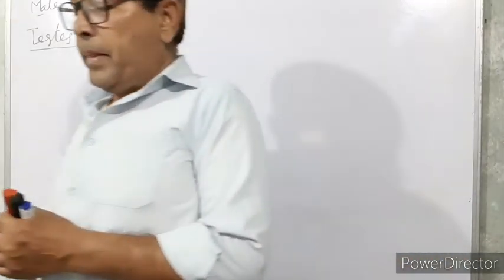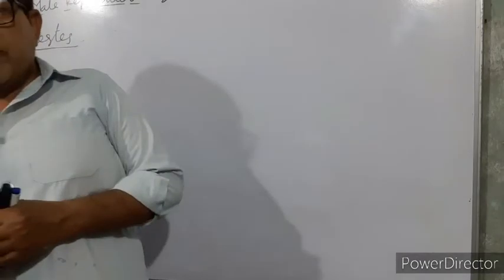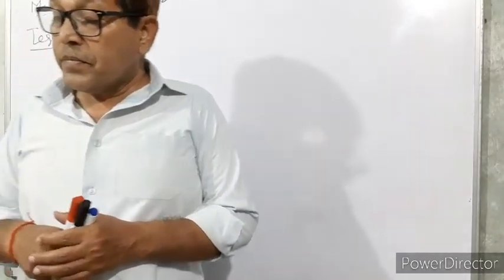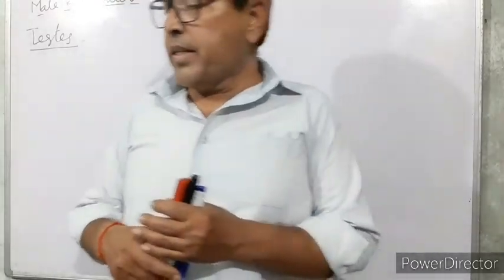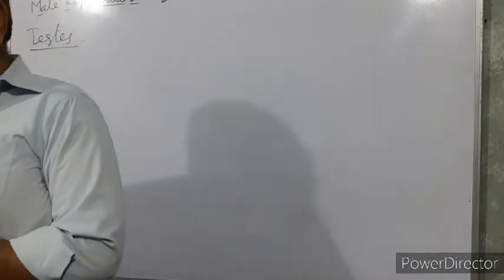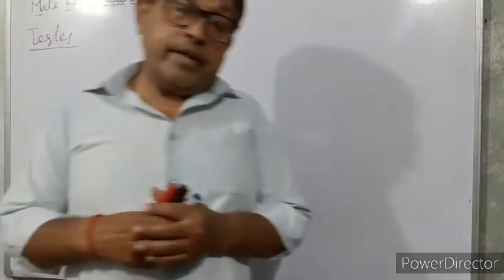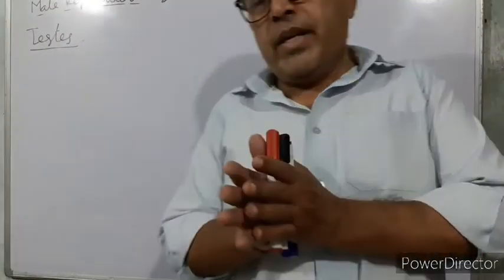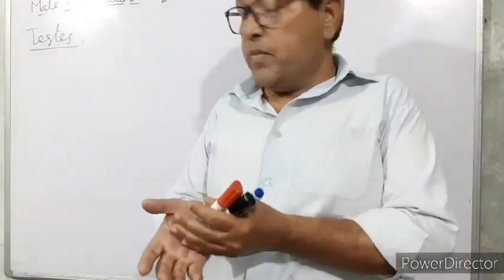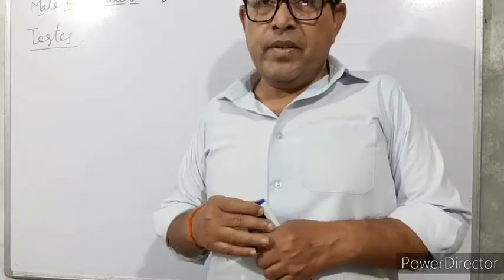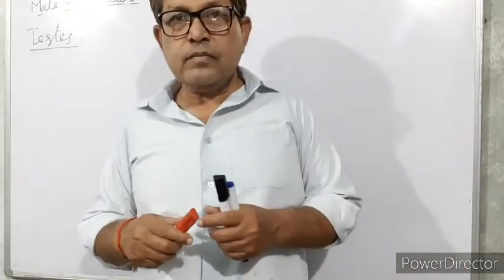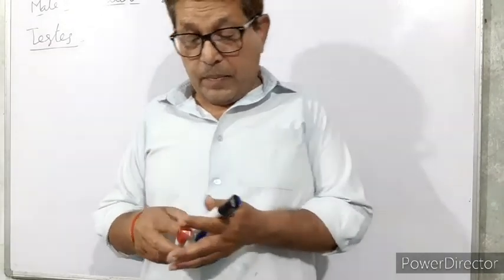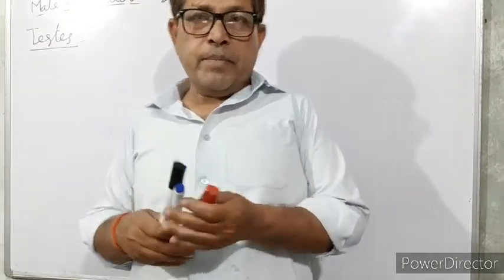The male reproductive system consists of primary sex organs, secondary sex organs or accessory sex organs, and external genitalia. So we have to discuss first about the testis. There is a pair of testis.